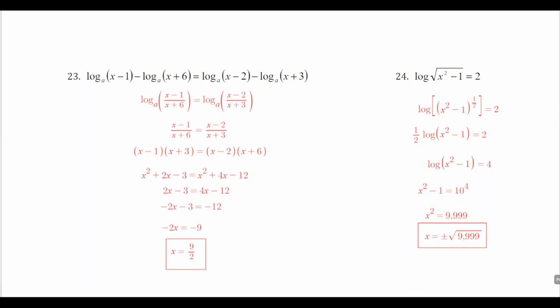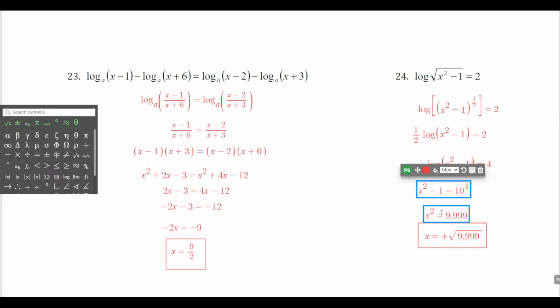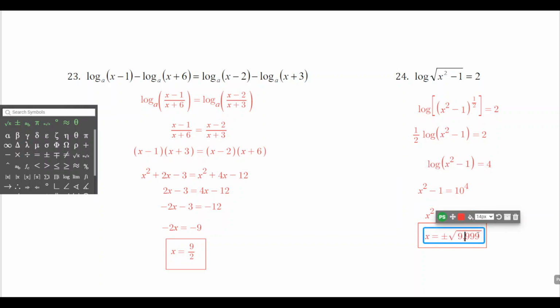Oh, you know what? I made a little mistake here. This should have been +1, not -1. So this should actually be 10,001. Yes, 10,001. All right. So there we go. There's number 24.